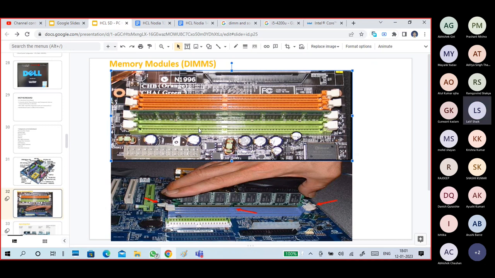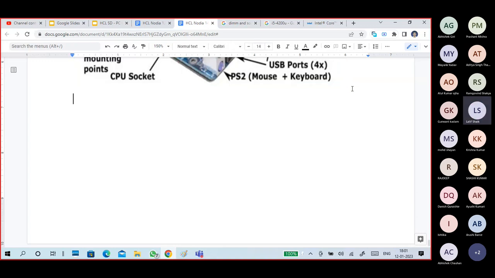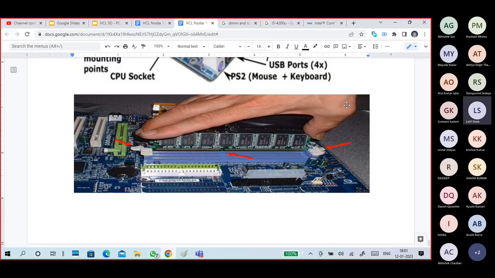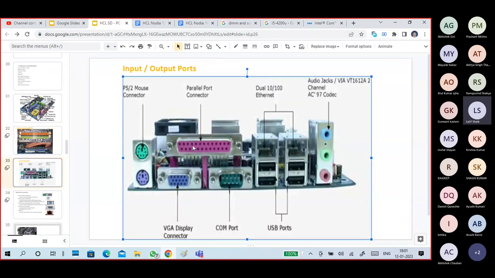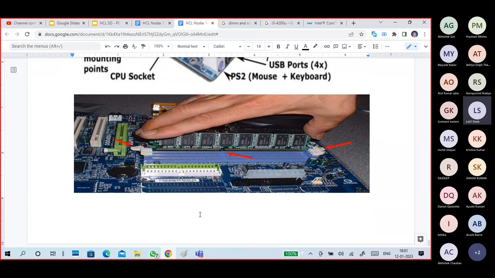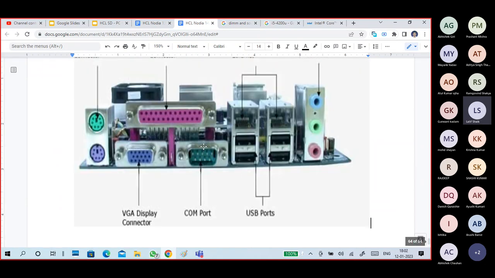The RAM slots, we already know how the RAMs look like and how RAMs are sitting. Here is another picture. So this shows how RAMs should be inserted into the RAM slot. This is the back panel connector, guys. When you are connecting a regular system, it's a back panel connection.